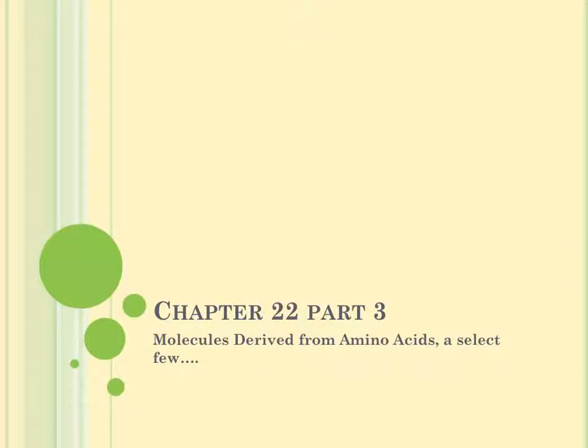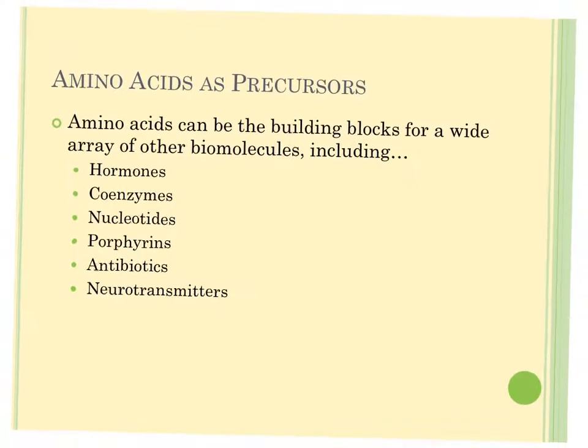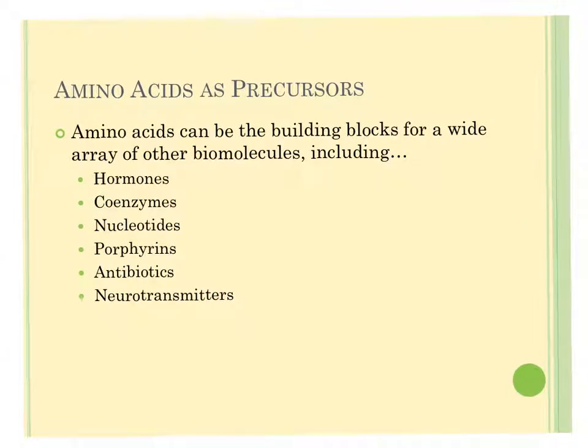So to get started, amino acids are awesome precursors. We've actually seen some of these already. But we can use them to make hormones, coenzymes, nucleotides, porphyrins, antibiotics, neurotransmitters. The list goes on and on. I'm sure that is not exhaustive. So they're used for more than just proteins.